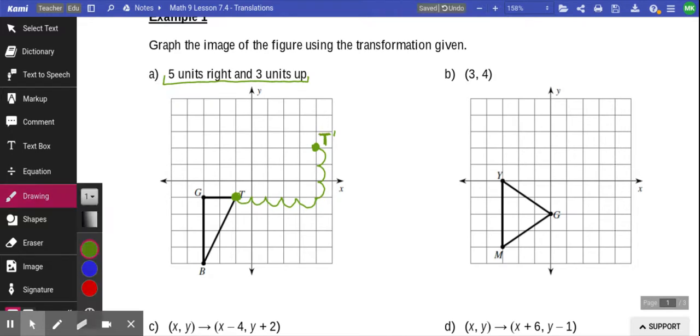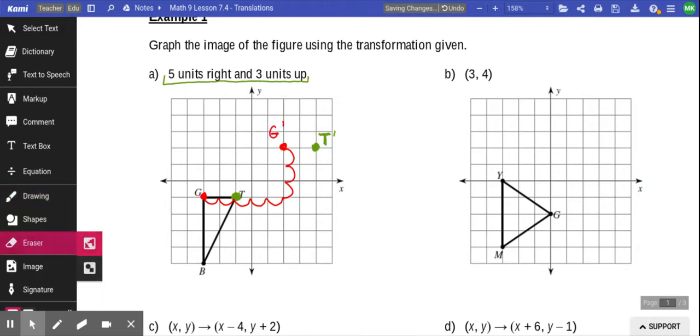And I'm going to do this with every single point. So I'm going to take point G. I'm going to do the same thing. I'm going to move point G 5 to the right. 1, 2, 3, 4, 5. And then 3 up. 1, 2, 3. So point G prime is now there.